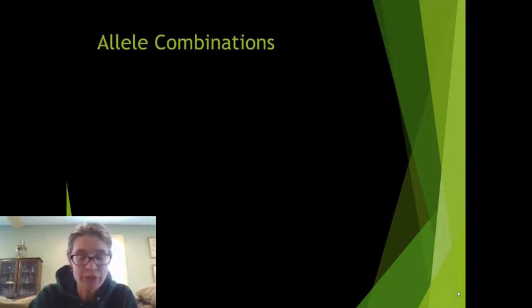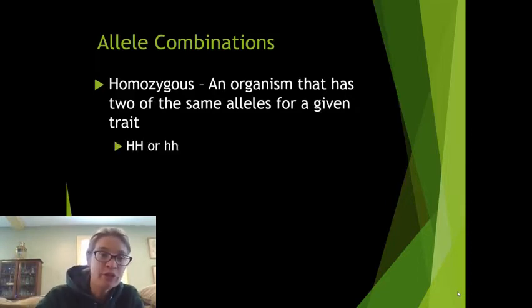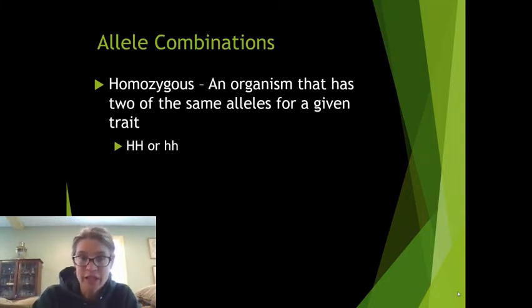Remembering that we get one allele from each parent, every one of these offspring is going to have two alleles. There are two possible combinations they can get. They can get something that is known as homozygous, and that's an organism which has two of the same alleles for a given trait. So that might be represented as a capital H, capital H, or lowercase h, lowercase h.